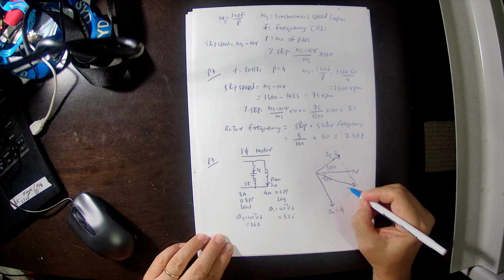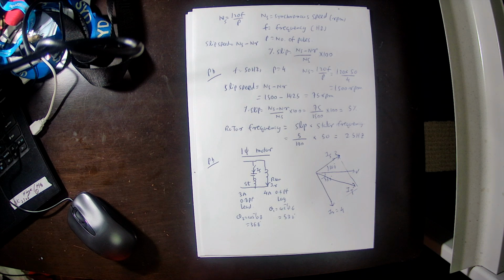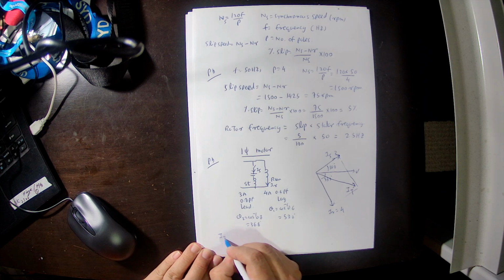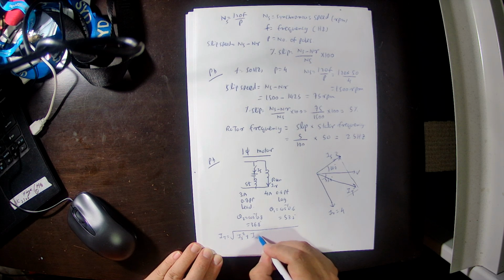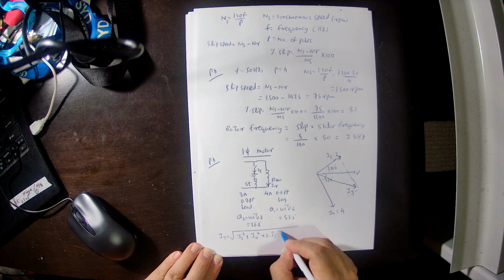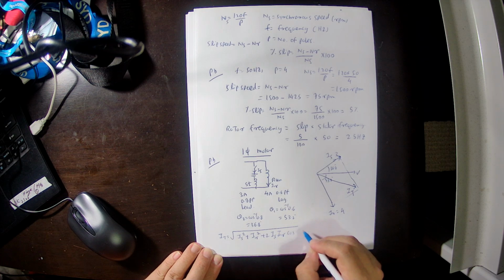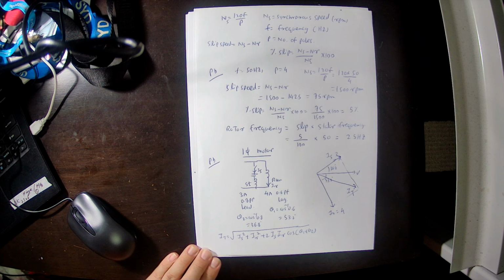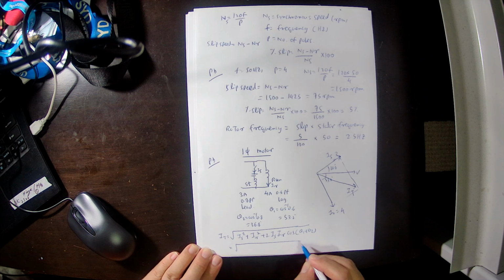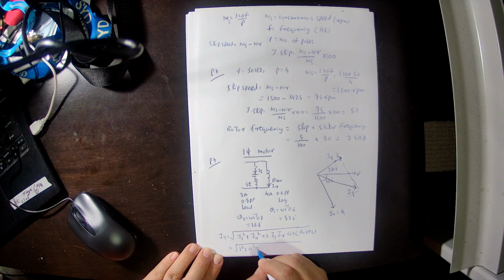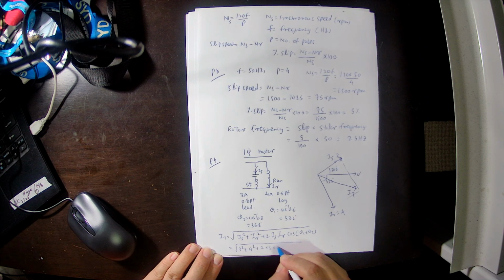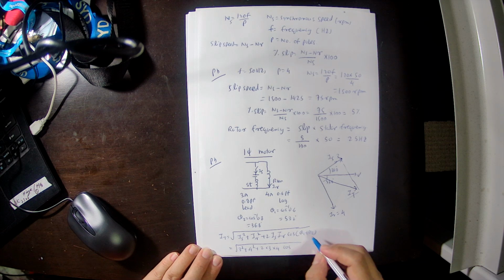The I total can be calculated by this formula. IT equals the square root of IS square plus I run square plus 2 IS I run multiplied by cos of angle theta 1 plus theta 2. So here you can calculate: IS, the starting winding, is 3 square; the running winding is 4 square; 2 into 3 multiplied by 4; and the cos of theta 1 plus theta 2.